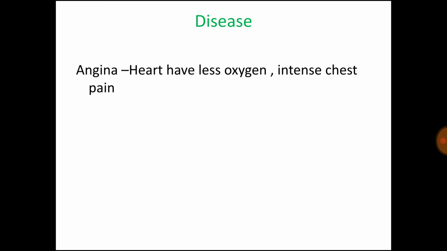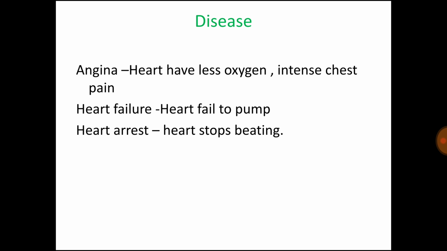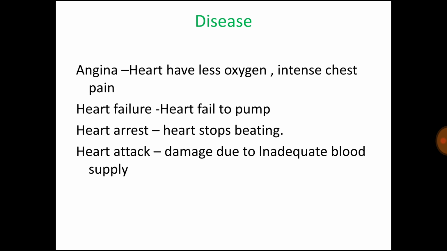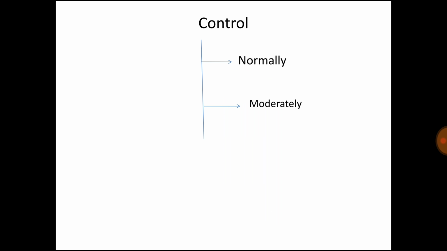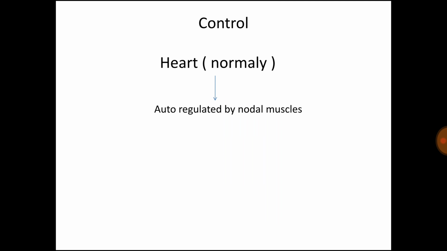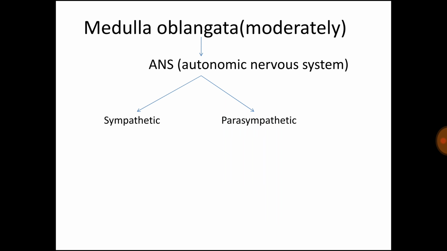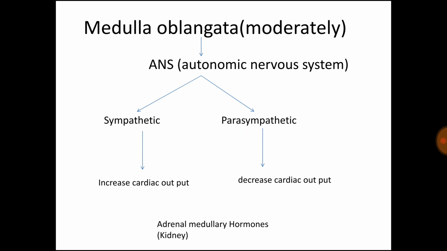Now, next we're talking about diseases. Angina: the heart has less oxygen, causing intense chest pain. Heart failure: the heart fails to pump. Cardiac arrest: the heart stops beating. Heart attack: damage due to inadequate blood supply. Next, we're talking about control. The heart is normally controlled, auto-regulated by nodal muscle, so that's why it's known as myogenic. And the medulla oblongata moderately affects heart rate, through the system known as the ANS or autonomic nervous system, which is further divided into the sympathetic and parasympathetic nervous system. The sympathetic nervous system increases the cardiac output, whereas the parasympathetic decreases the cardiac output. And one more hormone, that of the adrenal medulla, also increases the cardiac output.